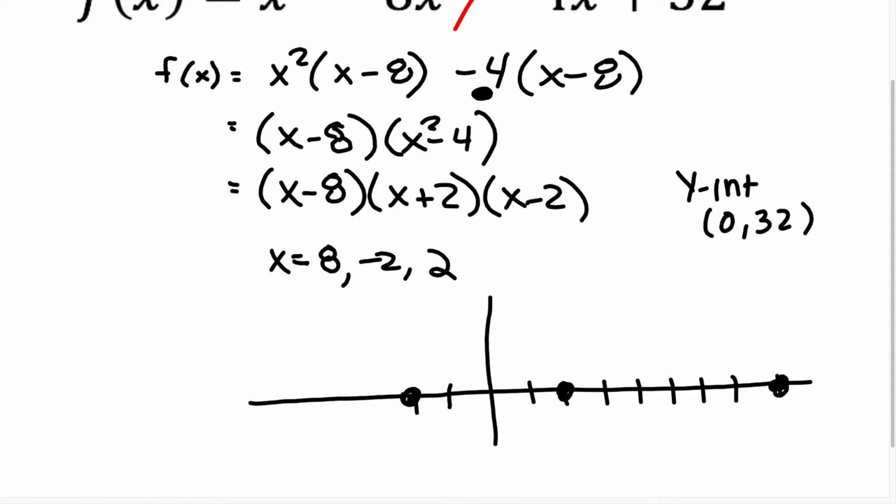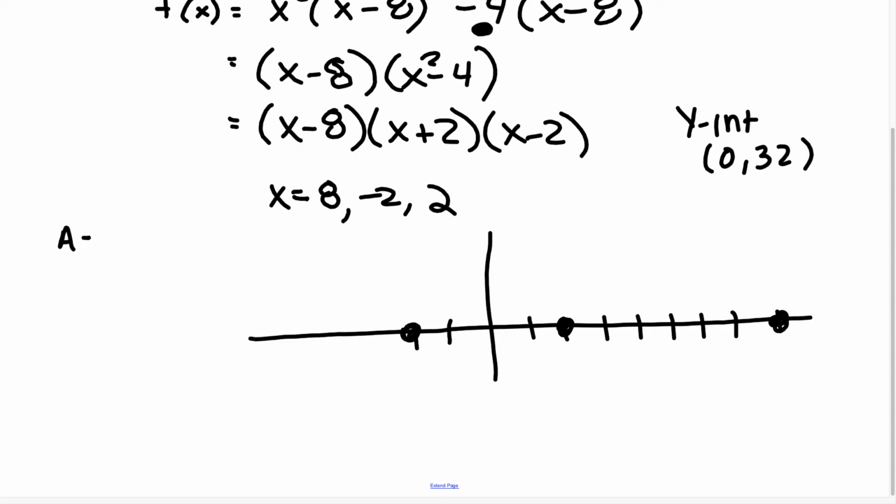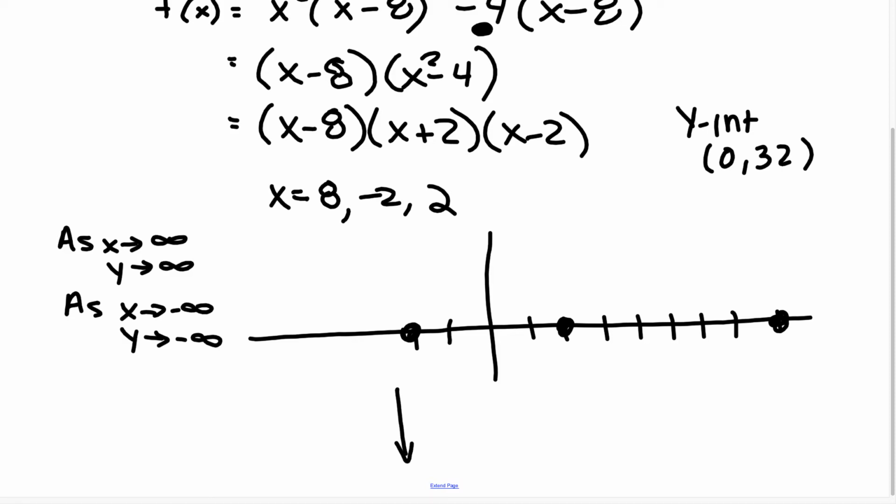What's my end behavior doing? Rise, fall. Okay, as x approaches infinity, y approaches infinity. As x approaches negative infinity, y approaches negative infinity. So what I know is beyond this negative 2, I must be falling. So I'm going to come up, cross that negative 2, pretend I did. I'm going to go through 0, 32. I'm going to come down.